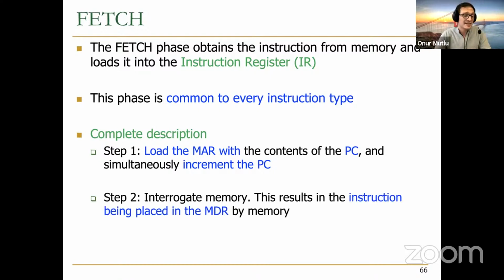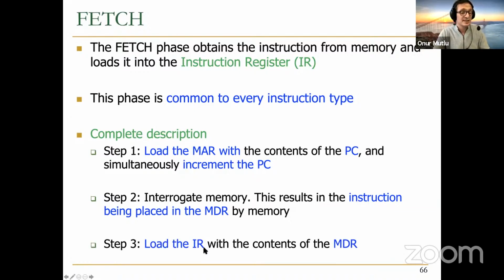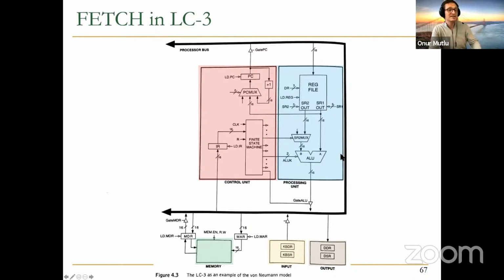Okay, and then the second step is to interrogate the memory. This results in the instruction being placed in the MDR by memory, as we discussed, memory data register. You may need to wait for some time, of course. And then the next step is to take the data that's inside the memory data register and place it into the instruction register, because now the memory data register has the contents of the memory location pointed to by the program counter. Let's take a look at how this happens in LC3 microarchitecture.